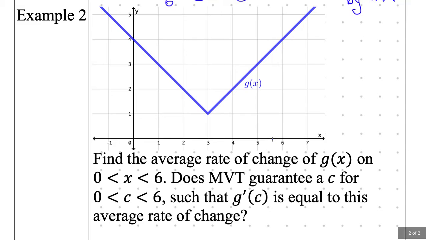Let's go on to the second and hardest example. This is one of the hardest problems that you will ever see on the AP test, knowing when and when not to apply MVT. And I say it's hard, but it really has an easy answer. So I have this graph, g of x. What type of graph is this?